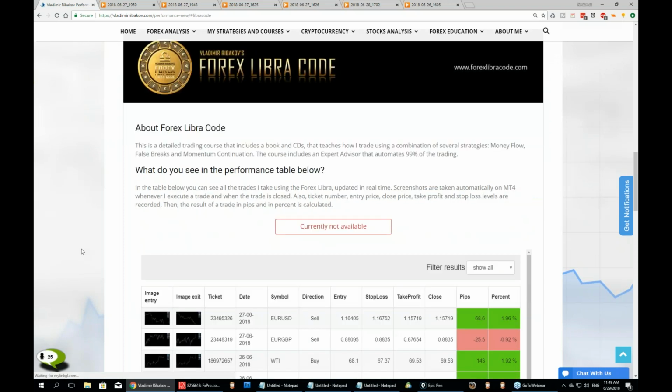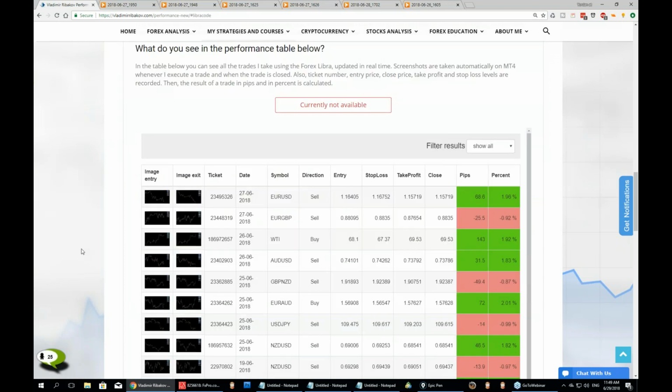Forex Libra Code, next one. Marine, any trades on your side? I know you're a hardcore Libra trader, so if anything to be shared, please go ahead.